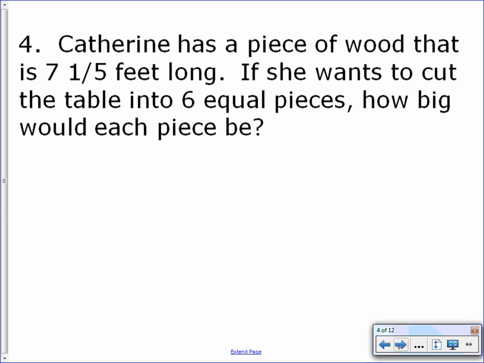Catherine has a piece of wood that is 7 1/5 feet long. If she wants to cut the wood into 6 equal pieces, how big would each piece be? You're going to take the whole and you're dividing it into 6 equal parts. So it's divided by 6. Your first step is to change that mixed number into an improper fraction. So if that's 7 times 5 is 35 plus 1 is 36, divided by 6 over 1.